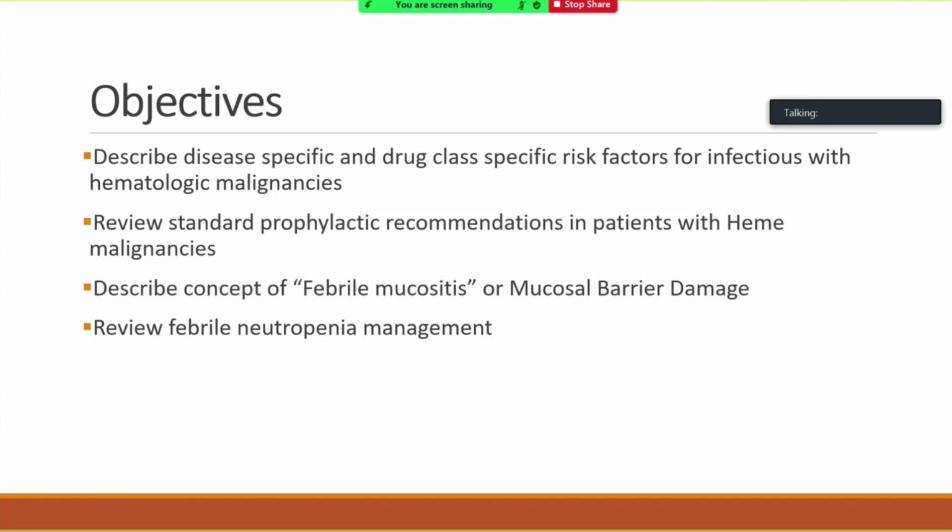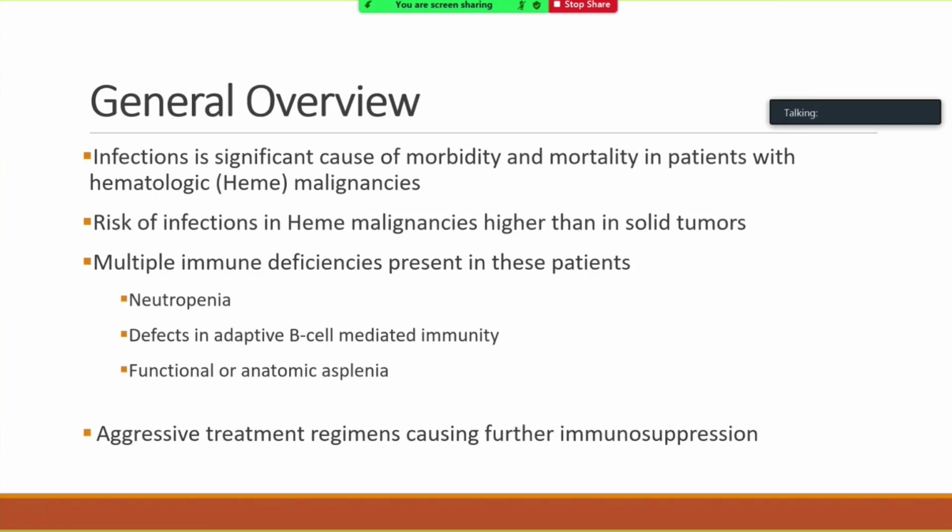Baluch will take over and briefly go over the type of infections and what to look for in patients undergoing stem cell transplant. So as we all know, infections are a very significant cause of morbidity and mortality in our patient population that we see here at Moffitt.